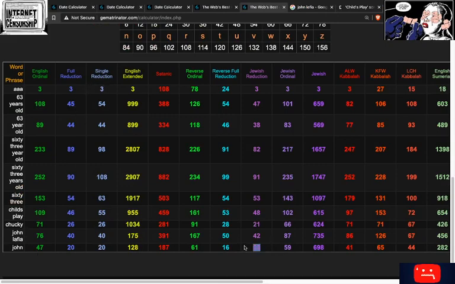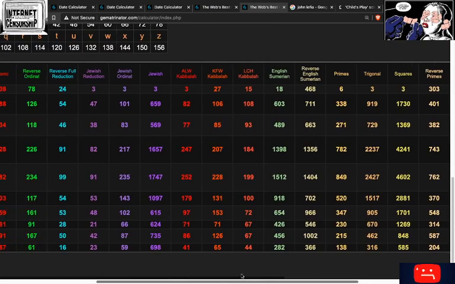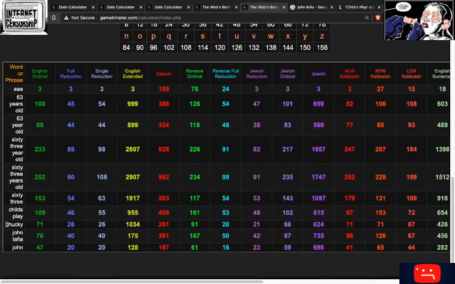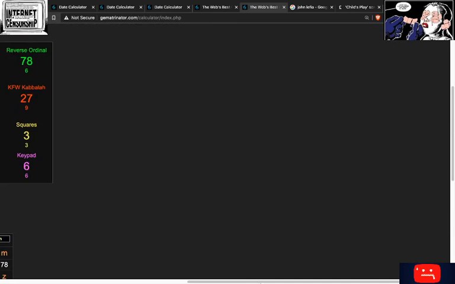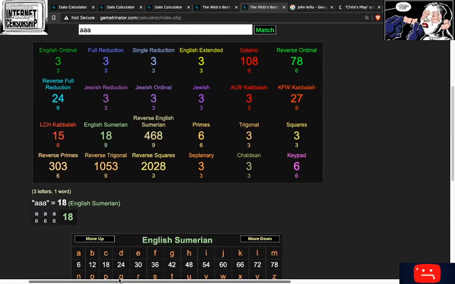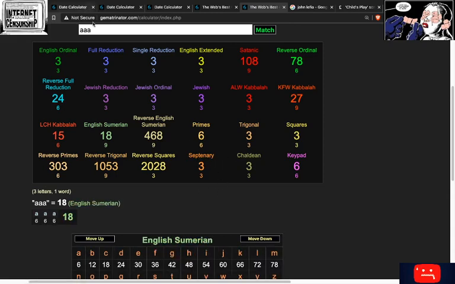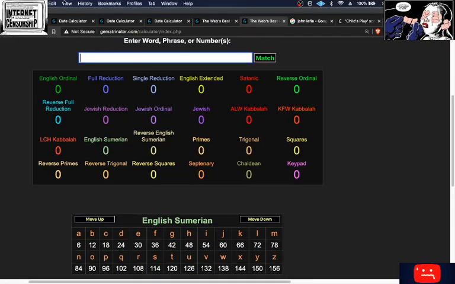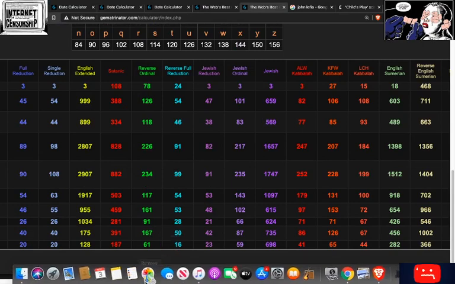John, in Jewish reduction, 23. What else? There's probably some other stuff in here. Right here, 23 in September. I don't really use these ciphers often, but just to prove a point, Chucky equals 23 in this Septenary, however you pronounce it. Septenary cipher. Okay, that's that part. All right. But also, I was looking for 134, so I don't know. Is anything down here? Hold on.